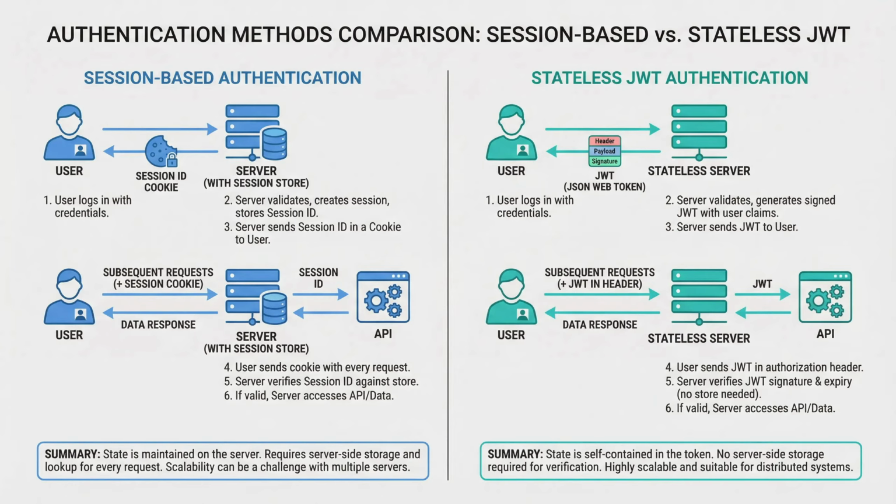So JWT is mainly about: 1. Identity proof on each request, 2. Scalability without server-side session storage, and 3. A token format that is standard.